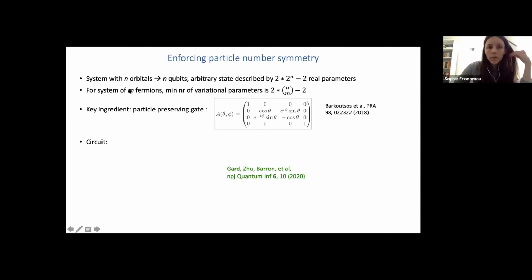If you know that you have m electrons or m fermions in your problem, then you know how many ones your states should have, the basis states that enter the wave function should have. So you only want to search linear combinations of those. And in that case, the number of variational parameters is actually much smaller. It's 2n choose m minus 2.